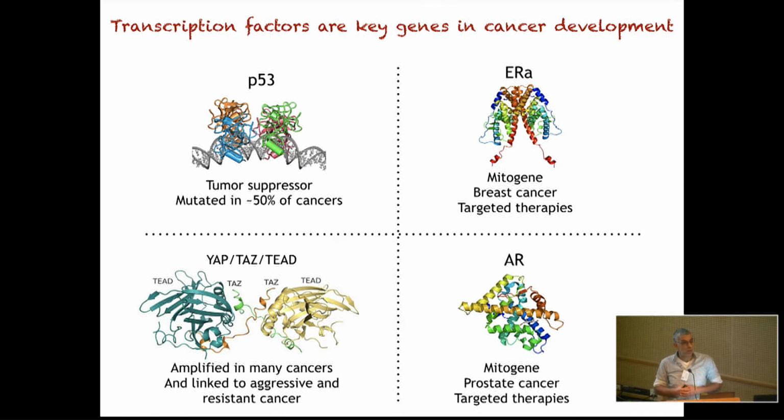It's important to know that transcription factors that are recruited to these regulatory DNA elements are key genes in cancer development. I've listed a few of them: transcription factors like p53, estrogen receptor, and androgen receptor. Estrogen receptor plays a role as a mitogen in breast cancer, androgen receptor in prostate cancer, and YAP, TAZ, and TEAD play a role in many cancers. They are amplified and correlate with aggressiveness of resistant cancer.